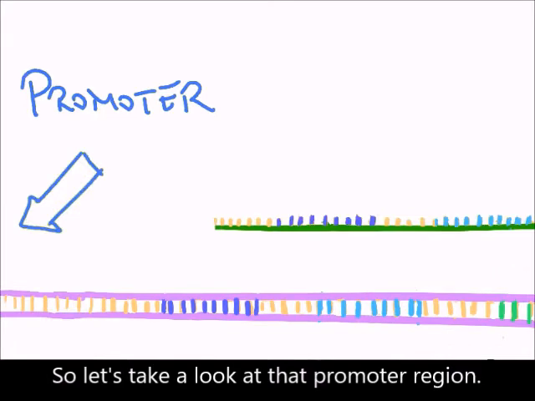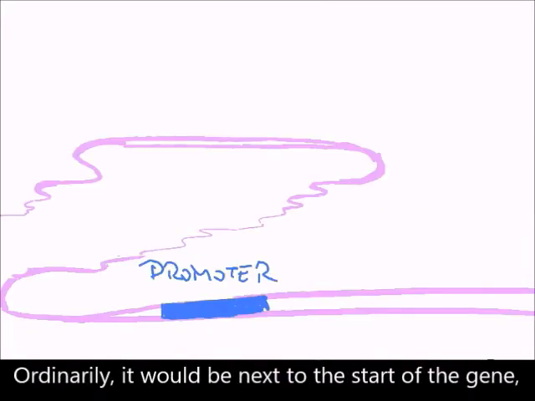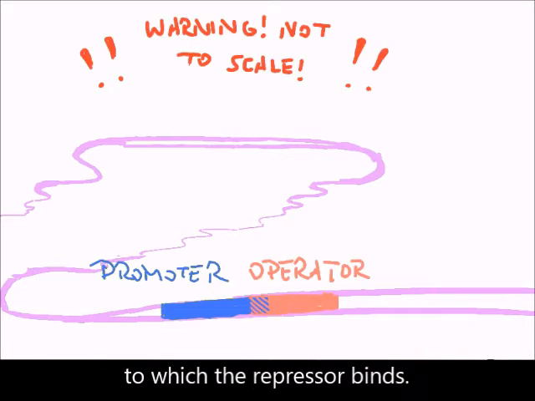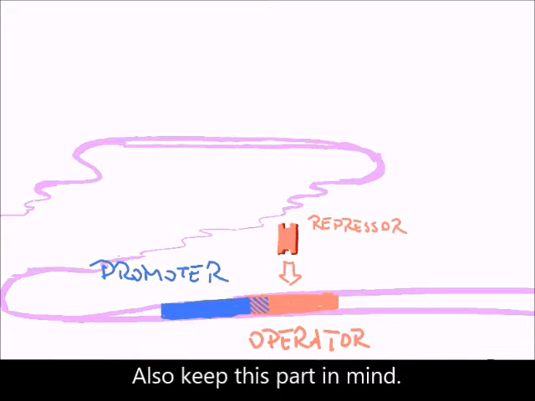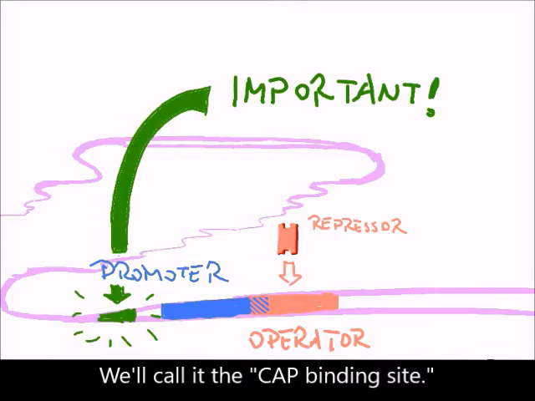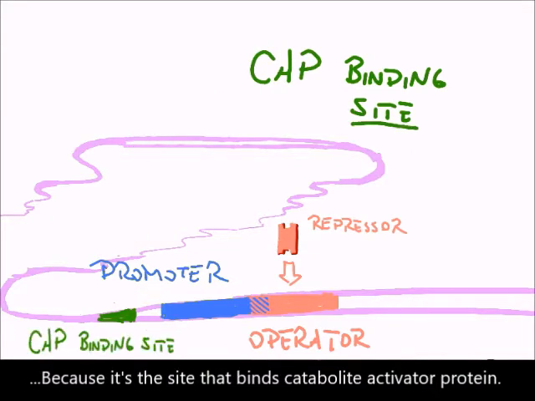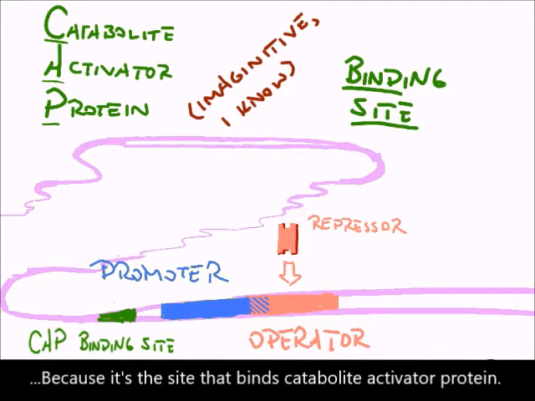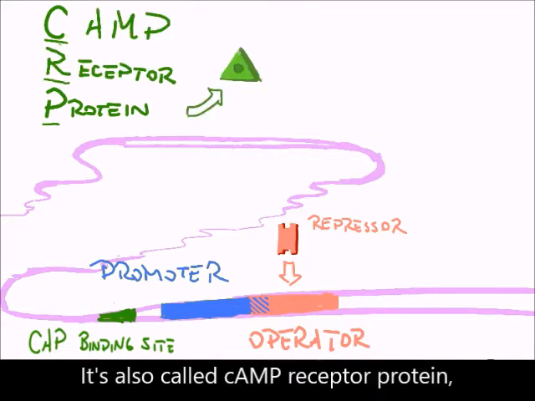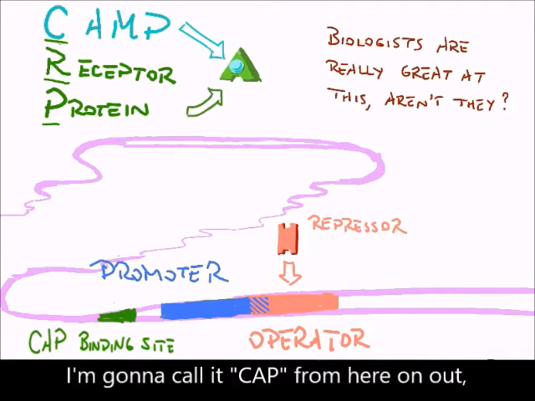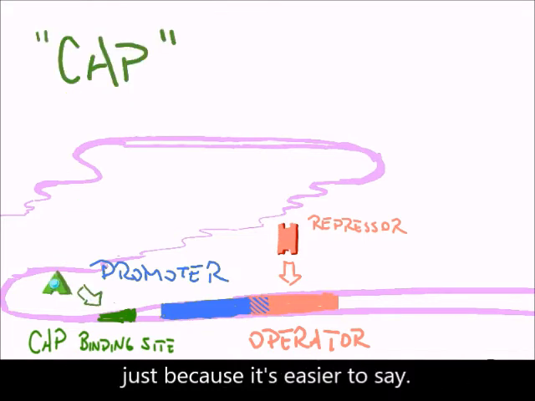So let's take a look at that promoter region. Ordinarily, it would be next to the start of the gene, but in this case, there's an operator in between the promoter and lacZ, to which the repressor binds. Also keep this part in mind. We'll call it the CAP binding site, because it's the site that binds the catabolite activator protein. It's also called cAMP receptor protein and is activated by, you guessed it, cAMP. I'm going to call it CAP from here on out just because it's easier to say.